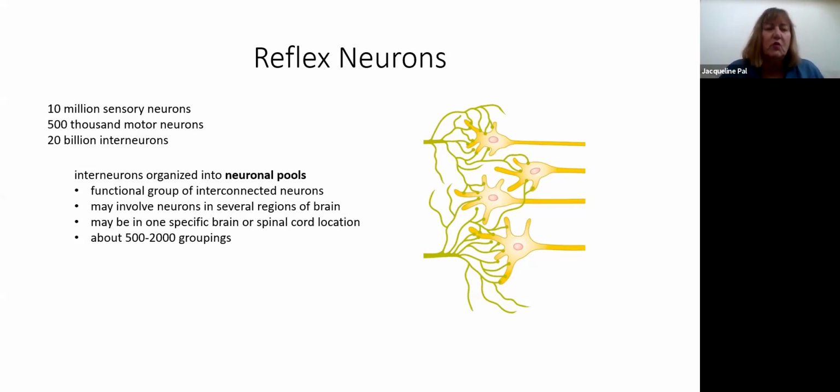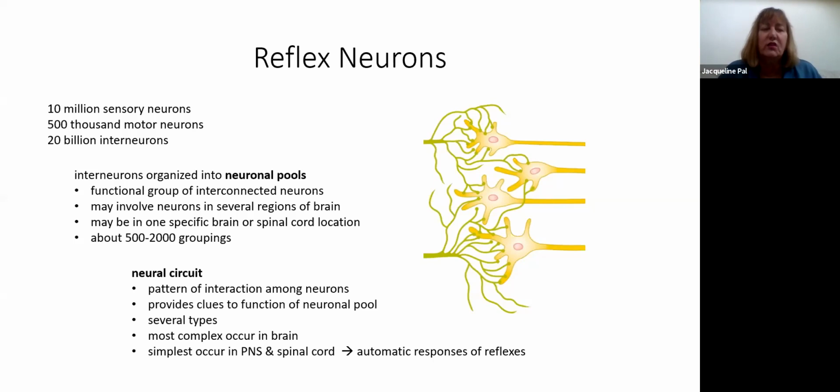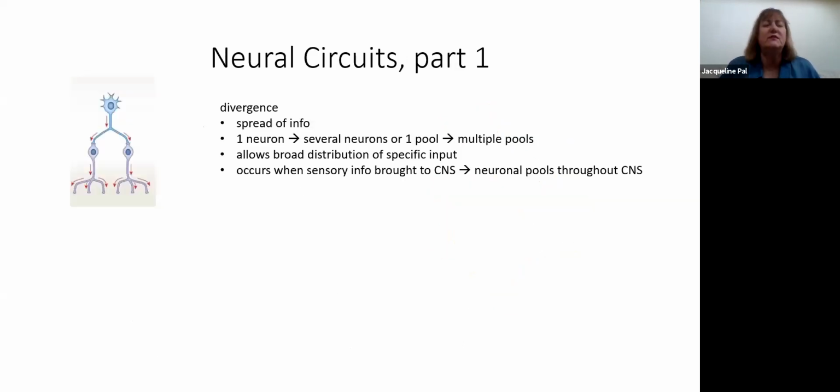Now, in addition to neuronal pools, we have what we call neural circuits. And this is basically describing how the neurons in a neuronal pool are interacting with each other. Okay. And their method of interaction gives a clue as to the function of that neuronal pool. And there's going to be several types, which we're going to go over on the next page. The most complex of these, of course, would be up in the brain, whereas the simplest would be in the spinal cord, giving our peripheral nervous system these autonomic reflexes. So let's look at these a little bit closer on two different slides.